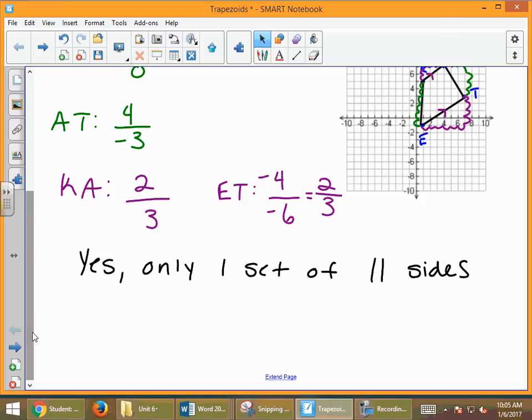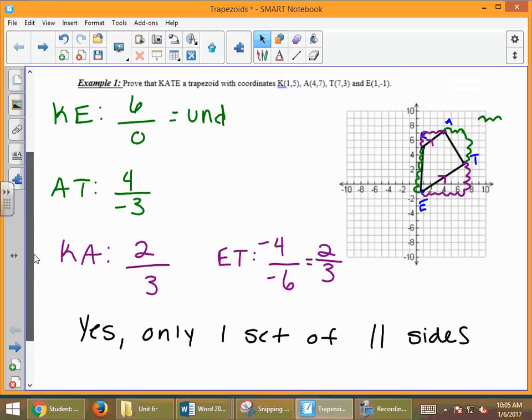If we did KA and ET first and you got that the slopes are the same, you still have to find the slopes of these two sides. Because just because these two are the same does not automatically mean it's a trapezoid. You have to show that the other two aren't the same. Okay? So you still just have to find the slopes of all four sides. Questions over there?